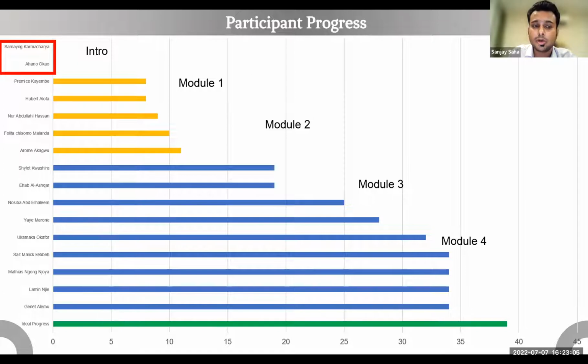Please, we request you to log into the platform and go through the modules like all the other participants and participate in the discussion. There are some very interesting conversations happening on the discussions. I've been reading all of them. I've been asking more questions on top. Some of the participants are also responding to those questions.